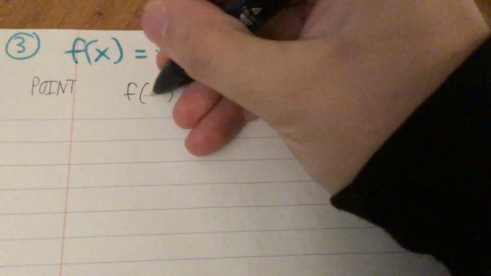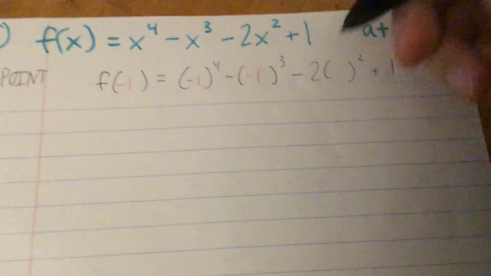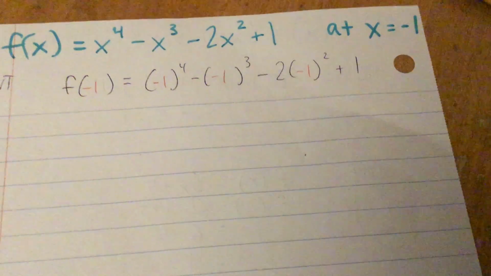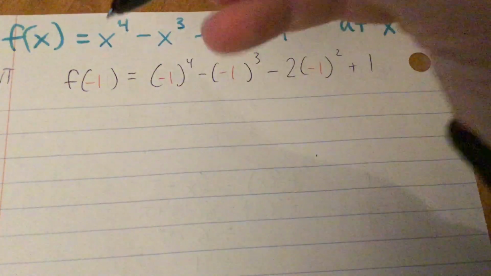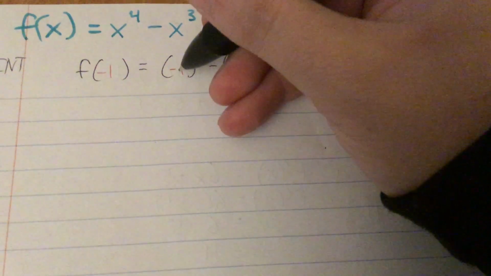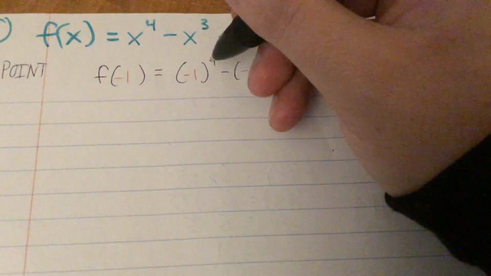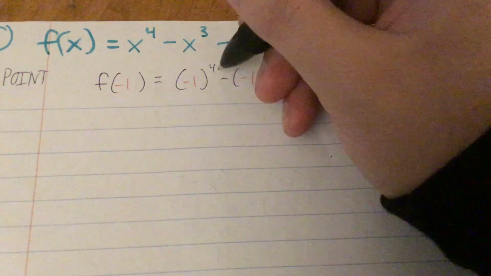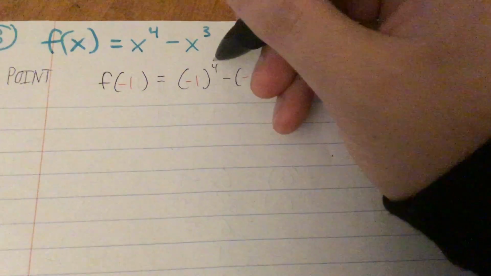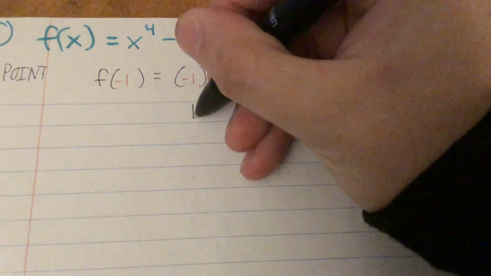So I'm going to plug in x equals negative 1. Whenever I plug in for a particular value of x, remember parentheses. Negative 1 quantity to the fourth power tells me that there's going to be an even number of negatives, and negative 1 quantity to the fourth power is positive 1.